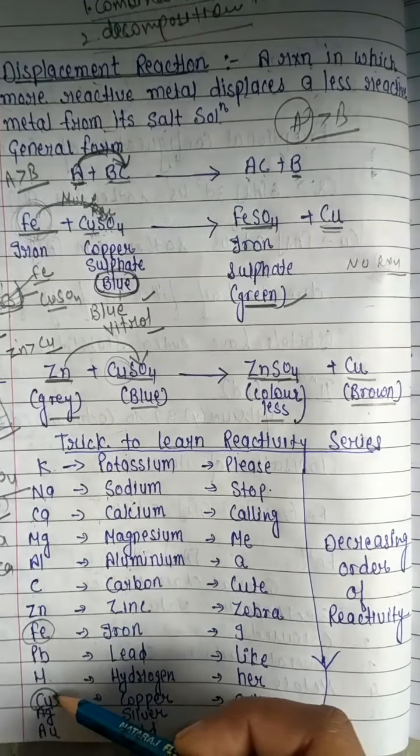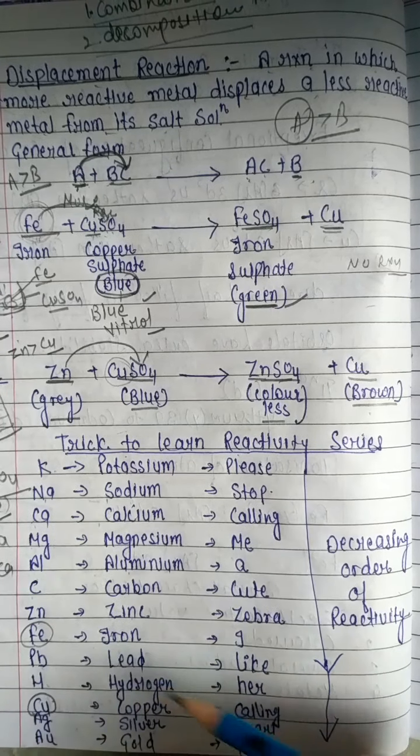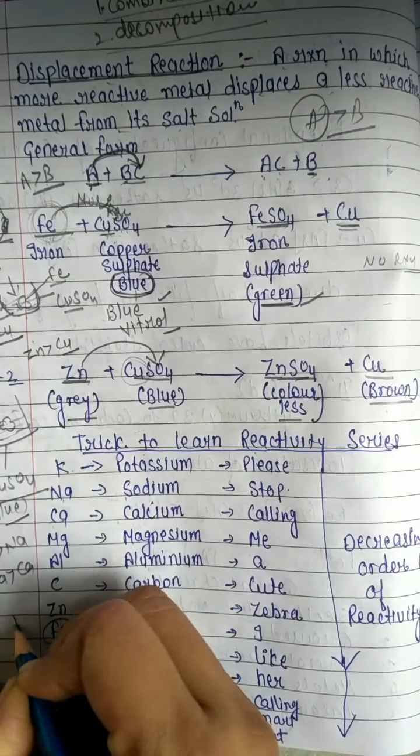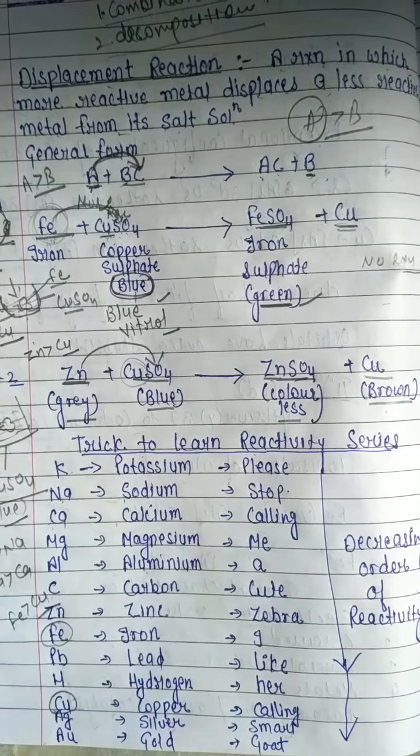When we are moving down the group, the reactivity decreases. From this, we can show that iron is more active than copper.